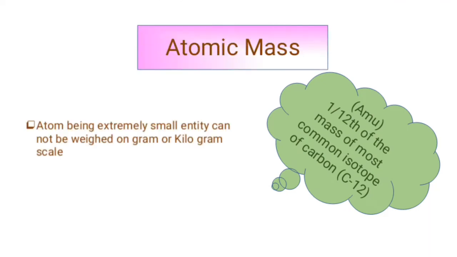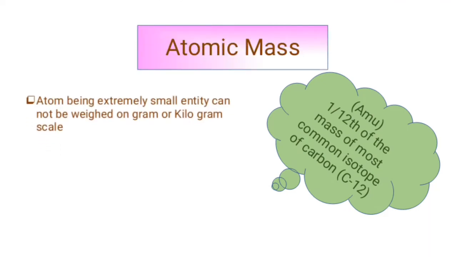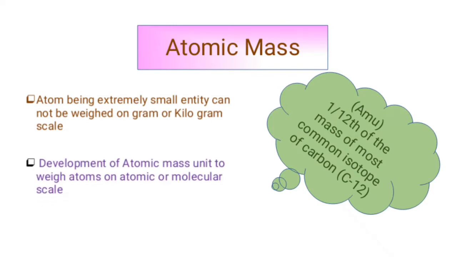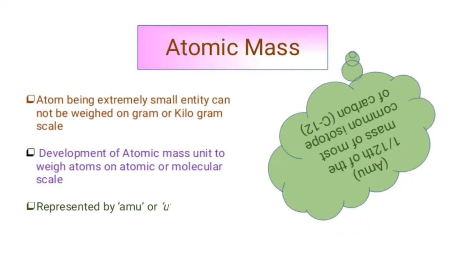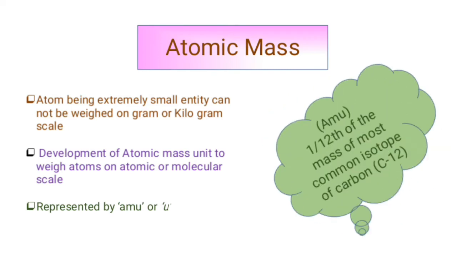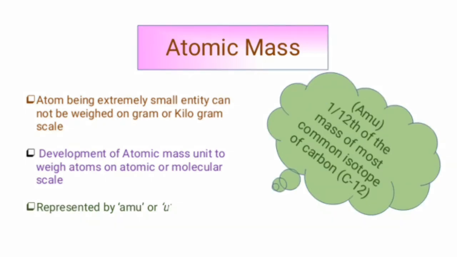Now we will learn about atomic masses of atoms. As we all know, an atom is a very small entity and cannot be weighed on gram or kilogram scales. This fact made scientists develop the atomic mass unit to think about mass on atomic or molecular scale. Atomic mass unit can be represented by AMU or simply u. Now what is AMU? It is 1/12 of the mass of the most common isotope of carbon, that is carbon-12.